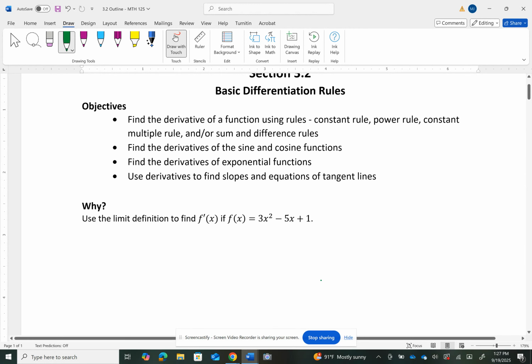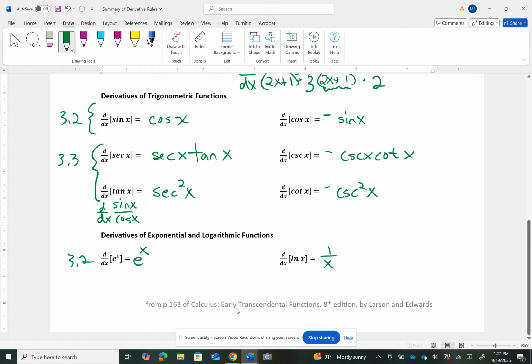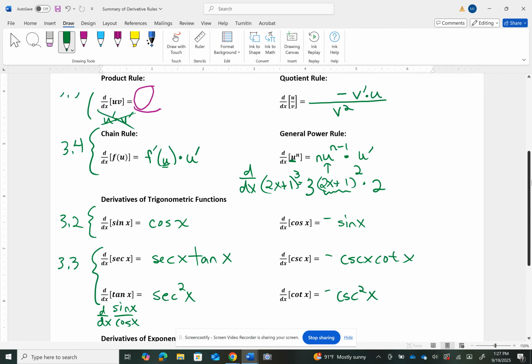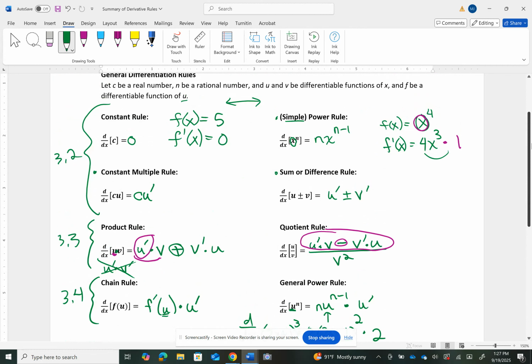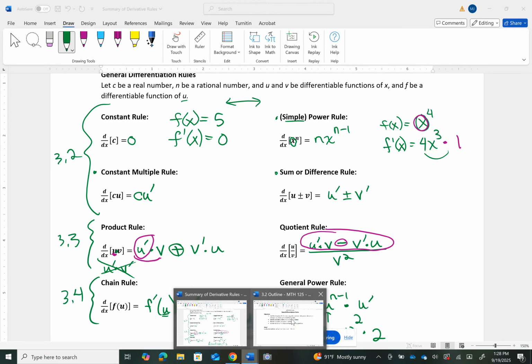Let me see if I still have that open. So the first four on this is what we're going to be looking at to start with in section 3.2. And it's combinations of those four rules that allow you to find the derivative of a polynomial pretty quickly. Okay? So that's what's happening in 3.2. So we're learning how to do that more quickly.